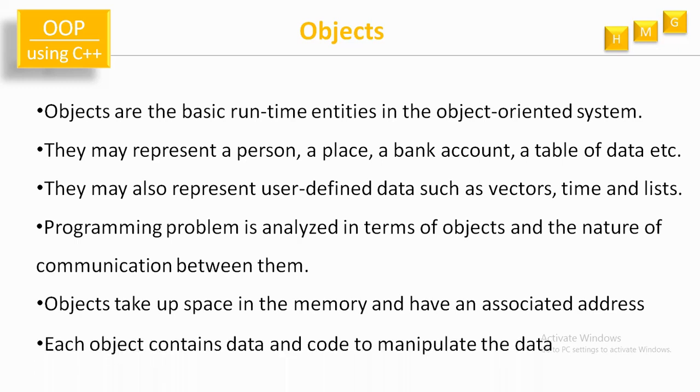Each object contains two parts. One is data and second is code to perform operations on that data. That code is in terms of various functions. So these functions operate on data to perform certain operations.